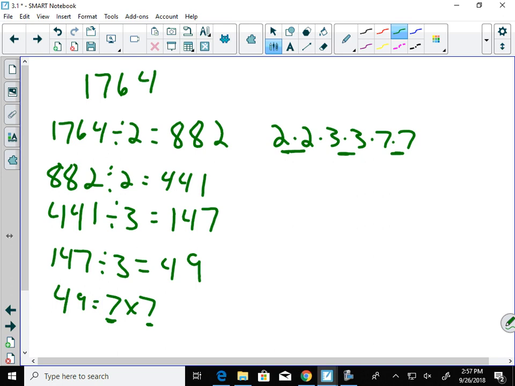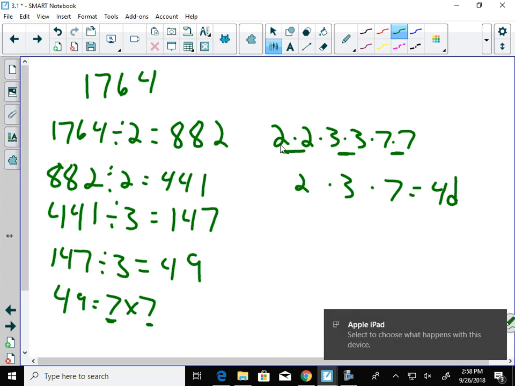So if I take these pairs and multiply them together, I got 2 times 3 times 7. It's 42. Try taking the square root of 1764 on your calculators now. 42. There you go.